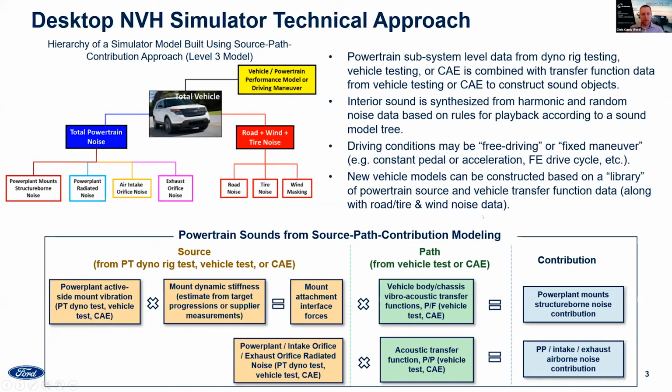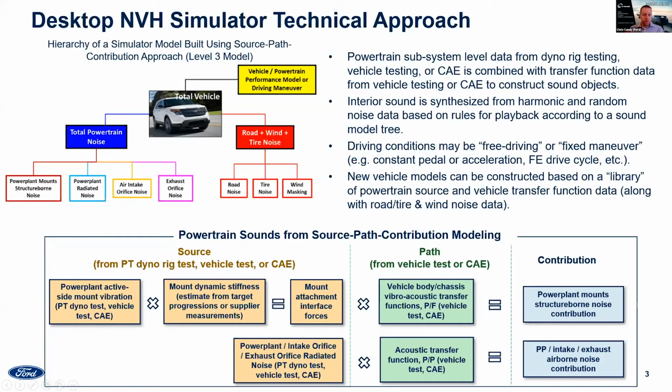At Ford Powertrain NVH, we are using a source path contribution approach to build up our simulator models. This is what we call a level 3 model. The process involves taking powertrain subsystem level data, which could come from dyno testing, from vehicle testing, or from CAE. We combine that source level data with transfer functions representing the vehicle, and that gives us the interior noise contribution. For example, in the block diagram at the bottom, for our power plant mount structure-borne contribution, we would start with active side mount vibration measured in a powertrain dyno test. Maybe it comes from CAE.